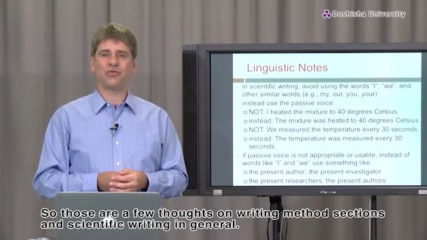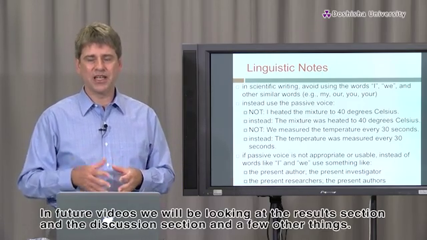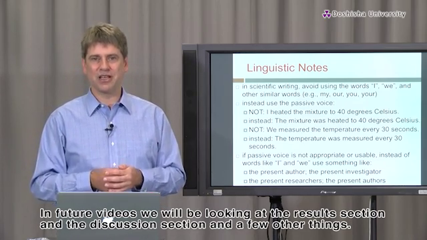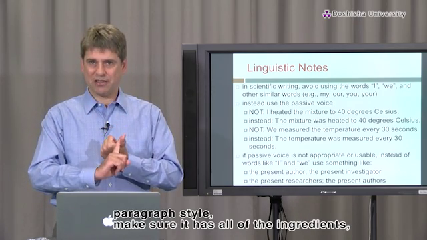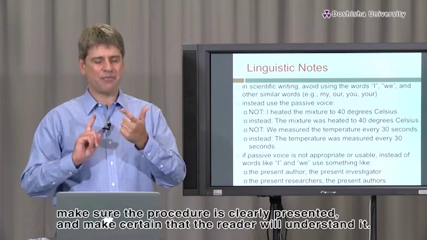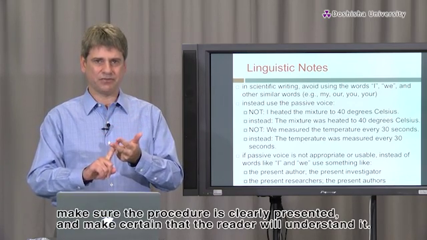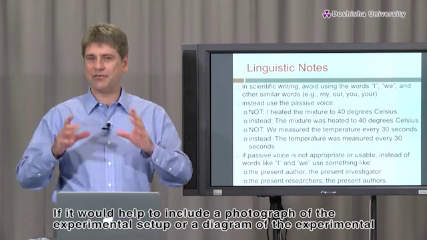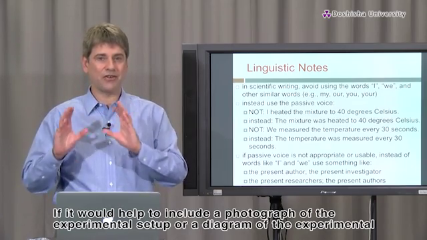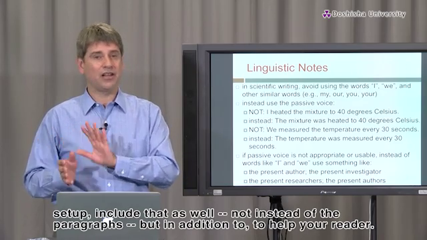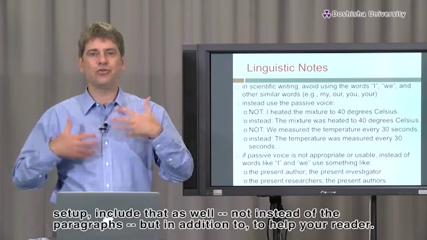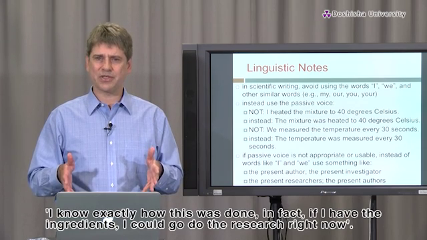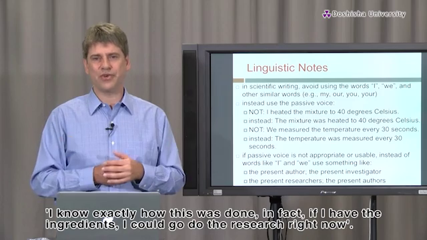So those are a few thoughts on writing method sections and scientific writing in general. In future videos, we'll be looking at the results section and the discussion section and a few other things. So remember, for the method section, paragraph style, make sure it has all of the ingredients, make sure the procedure is clearly presented, and make certain that the reader will understand it. So if it would help to give a photograph of the experimental setup or a diagram of the experimental setup, include that as well. Not instead of the paragraphs, but in addition to help your reader. Write it so that a reader reads your method section and they understand, I know exactly how this was done. In fact, if I have the ingredients, I could go do the research right now.